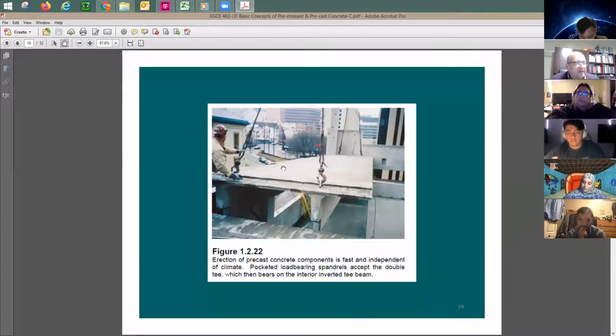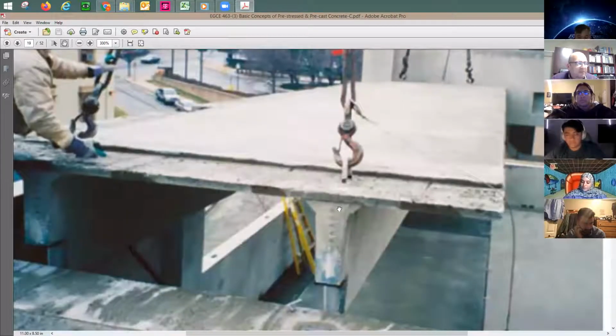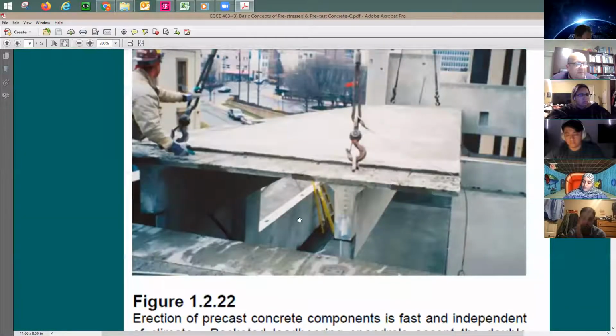Here's the way that you carry the double T, then they put it in place. You see here that you have anchors. You have 2 on each side, and each one of them is going to be connected to the stem or to the web. And as you see here, here's the hook. They carry it to the big crane, and then they put it in place.